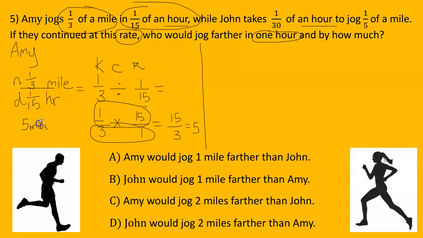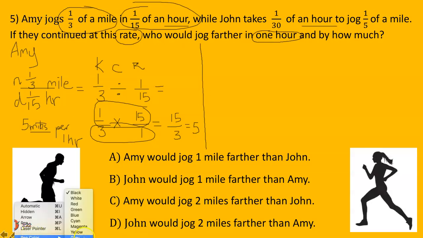miles per 1 hour. So 5 miles every 1 hour. That looks like a T, but I just made a mistake, so that's supposed to be miles. All right, now we're ready to look over at John's information. So I'm going to change the color that I'm using.